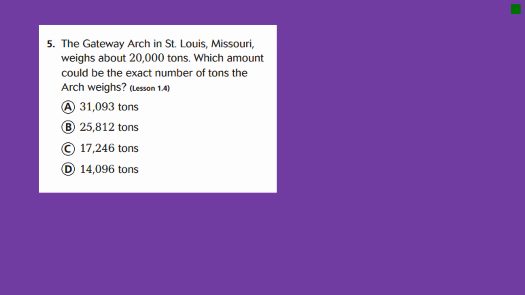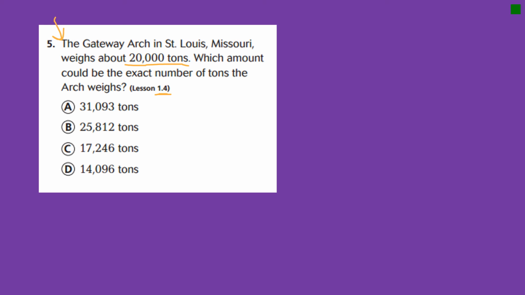Number 5. And this is also in the spiral review. Okay? Now, guys, look where we're going back to Chapter 1. Chapter 1, Lesson 4. Okay, so let's read. The Gateway Arch in St. Louis, Missouri weighs about 20,000 tons. Woo! Which amount could be the exact number of tons the arch weighs?